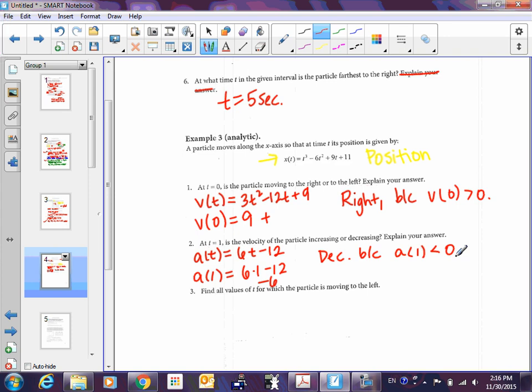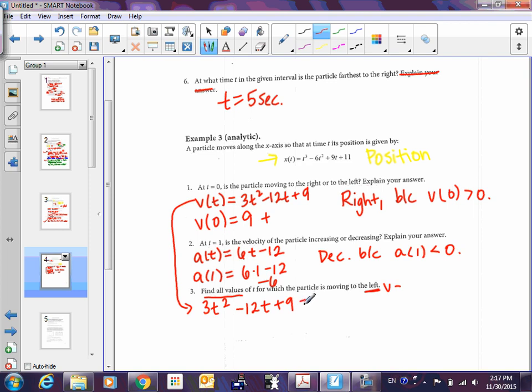Okay, and this 3 is going to be where we end. I know your paper has some stuff after it, but we'll stop here after we do 3. So now I'm not analyzing a specific value. I'm trying to find the values for which the particle is moving to the left. So left means I want the velocity to be negative. So we already found the velocity, right? So basically I want to know where is 3t squared minus 12t plus 9. Where is that thing negative?